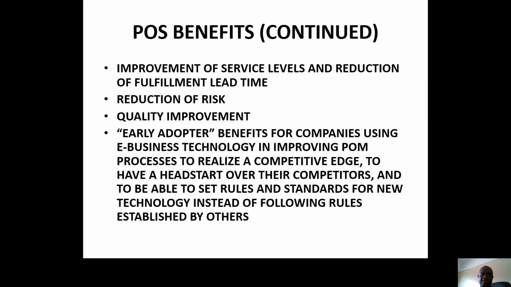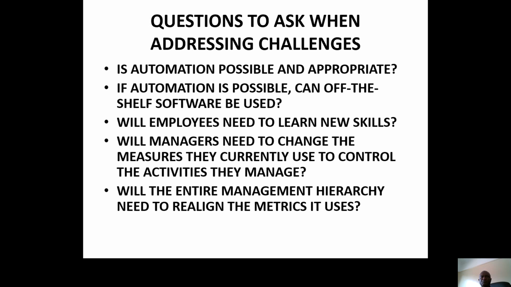Improve service levels and reduce fulfillment lead time. That lead time must be reduced. Reduce the risk. Improve the quality, right? Because they're in competition. Early adopters benefit: companies using e-business technology in improving post-purchase order management processes realize the competitive edge. Otherwise, you end up in trouble. You don't want to avoid those.